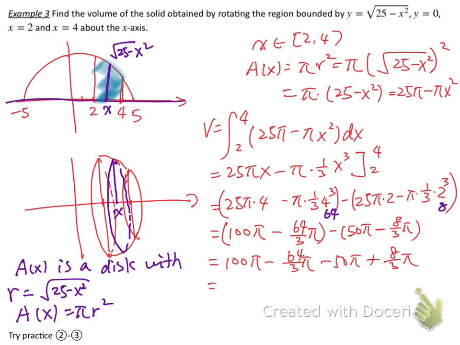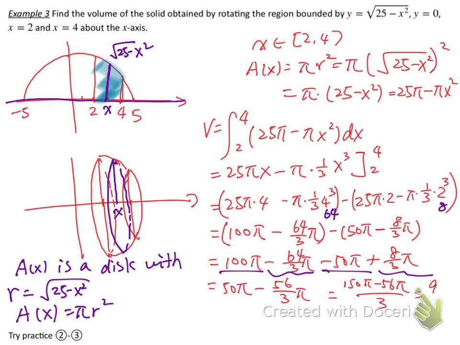So combining these two terms, I'm having 50 pi. And combining these two terms, I'm having negative 64 plus 8, so it's negative 56 over 3 pi. So this will be 3 on the bottom, 150 pi minus 56 pi. And that will give me 94 pi over 3. And that's the answer.